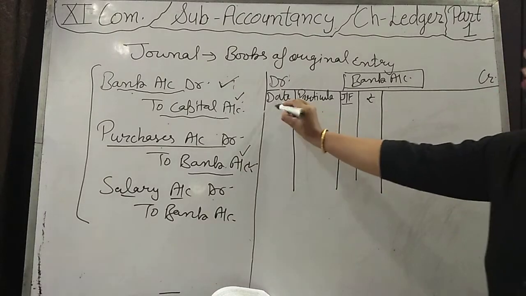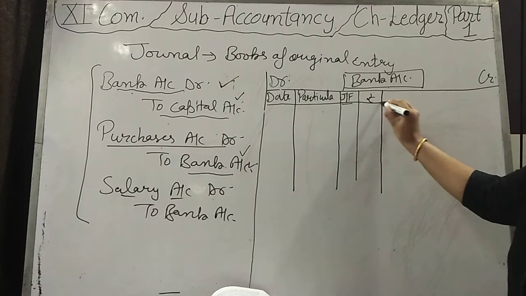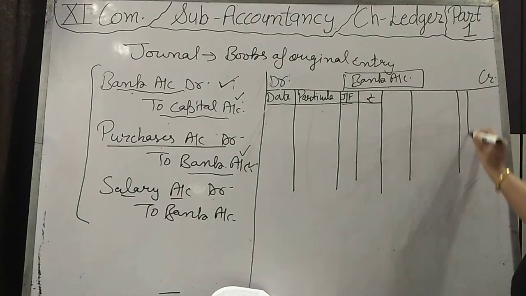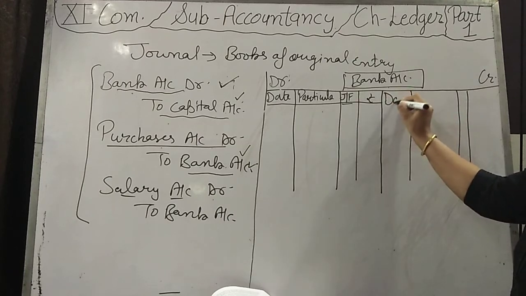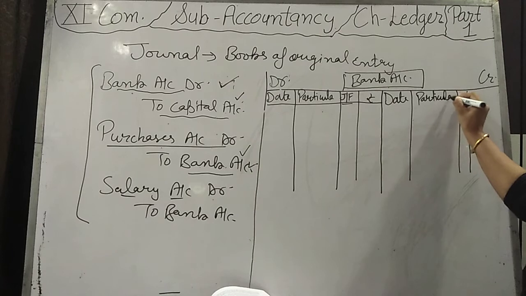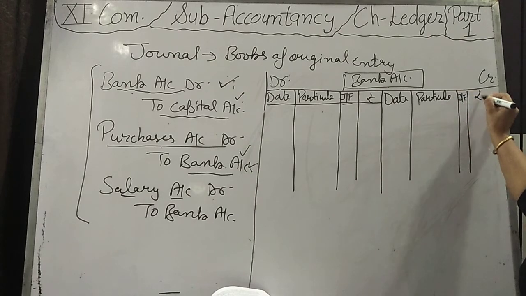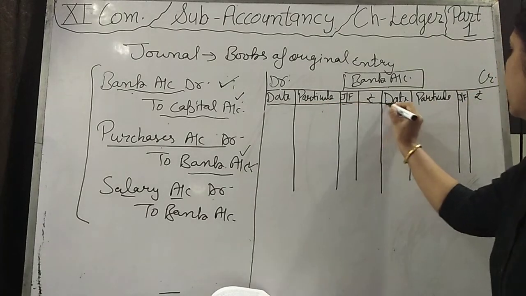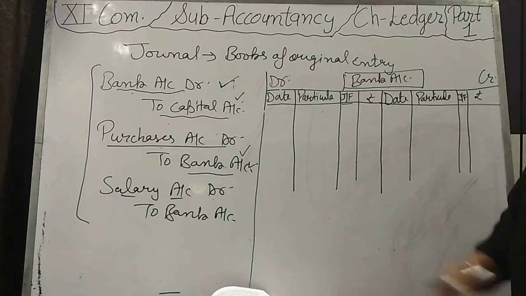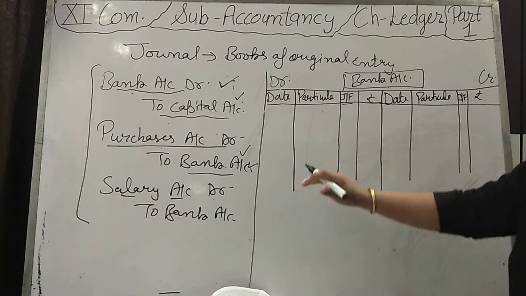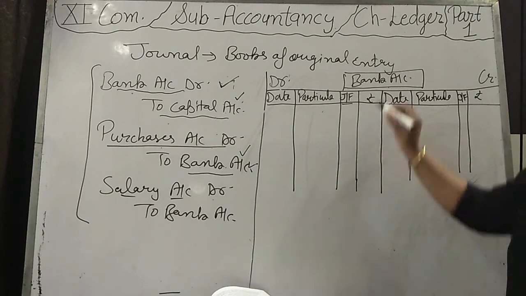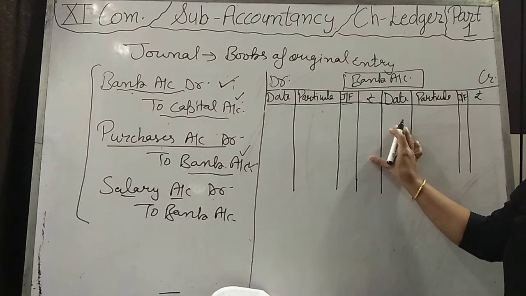Okay. So date, particular, journal folio, amount, and the same 4 columns will be on the credit side. Date, particular, journal folio and amount. Okay. So this is the format of any account. How many accounts do we want to make? We will make a separate pro forma for every account. Here we will write the record of bank.